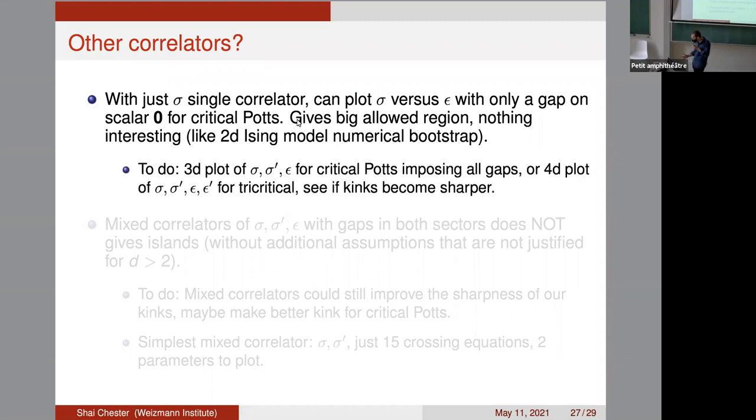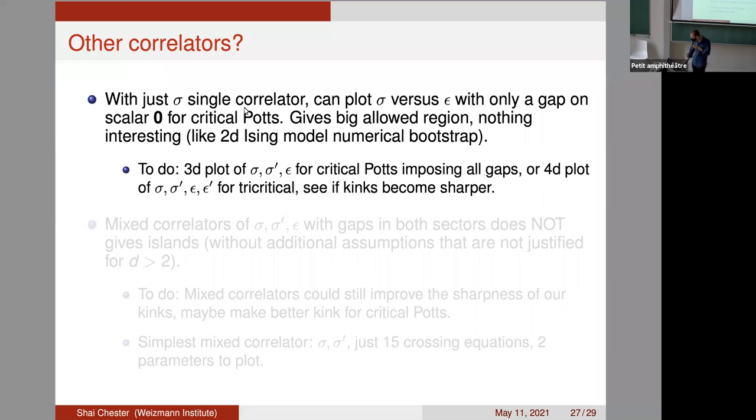Now, something which we haven't done yet due to lack of time is that we could do a 3D plot, with three parameters: sigma, sigma prime, and epsilon. Then we could put gaps on both sectors. This would apply to the critical plots. Or we could even do a four parameter plot with sigma, sigma prime, epsilon, and epsilon prime. And we can see if plotting all these parameters maybe makes the kink sharper. Maybe you see a kink also in epsilon space. This is something we haven't tried just because it takes a long time. But certainly with a navigator function, and with a couple more months, we will explore this and see if we get anything interesting.